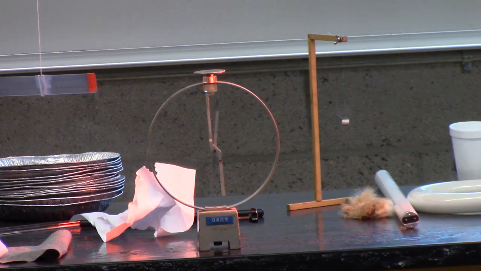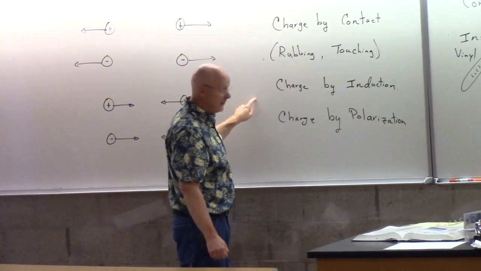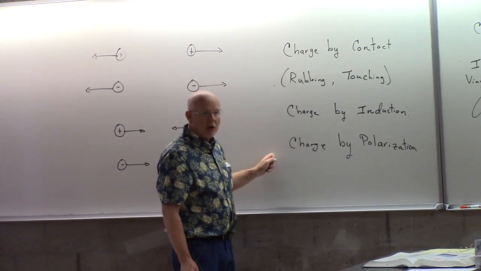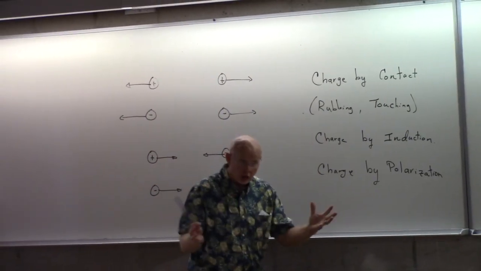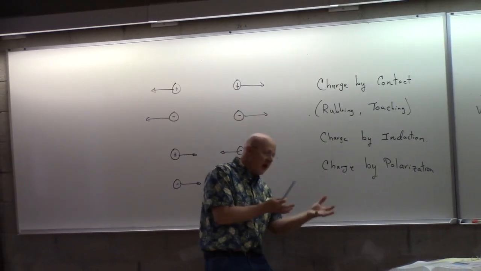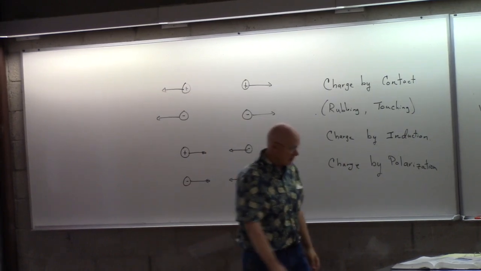And this is actually kind of an intermediate step. Remember, I'm trying to get to this big one here, what is charging by induction, but this is what we mean by a polarization. That the object is overall neutral, but one side of it is positive and the other side is negative.